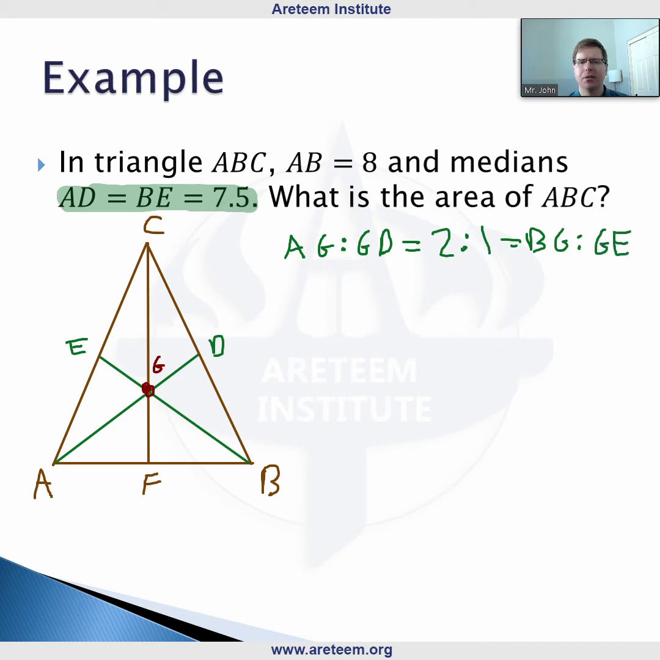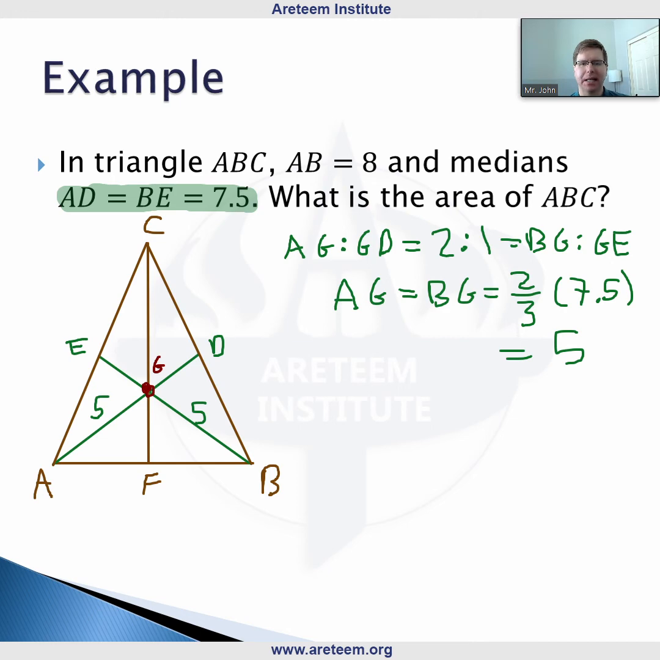But wait a second. That tells us the lengths. We know they're in a 2-to-1 ratio. They add up to 7.5. So GD and GE are 1/3 of that, 2.5. And the more important one for our problem, it turns out, is that AG and BG are going to be 2/3 of that. So AG is actually the same length as BG here, which is 2/3 of 7.5, which is 5 in this case. So just so we have that written out in detail here, we know that that length is going to be 5 here as well.